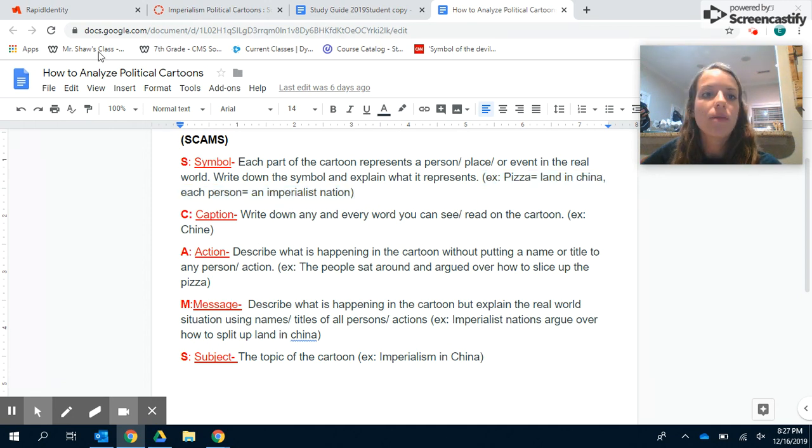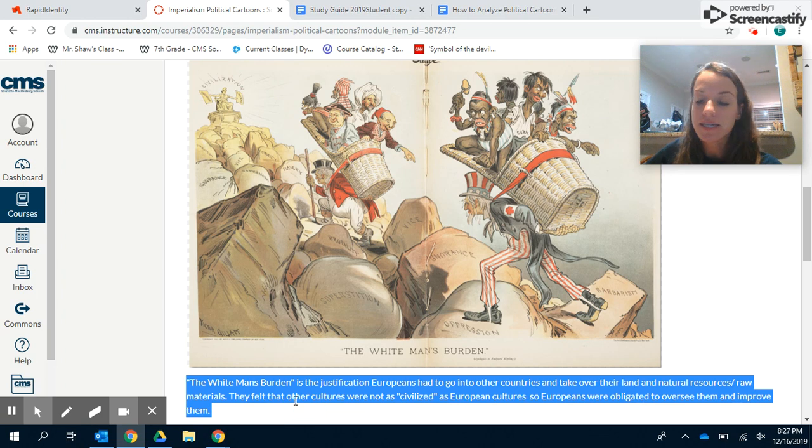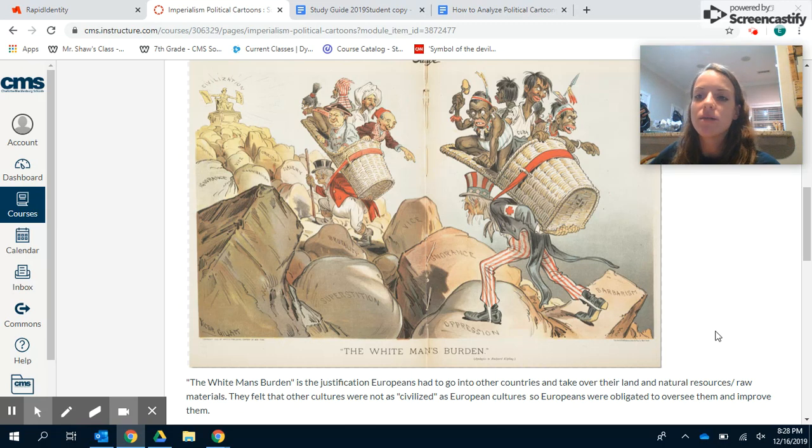So review that. The next thing I need you to do is on page 40 of your notebook. I need you to write down this sentence talking about what the white man's burden is. This sentence goes with this political cartoon. We looked at this when we were doing our political cartoon analysis 2 class periods ago, but we didn't really have a chance to go over it. And I need you to know what this one's talking about. So the white man's burden is the Europeans' justification for why it was okay that they went into Africa and India and China and Central America and took over these people's lands and took all their natural resources.